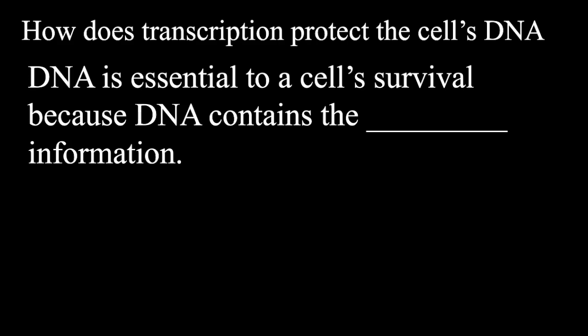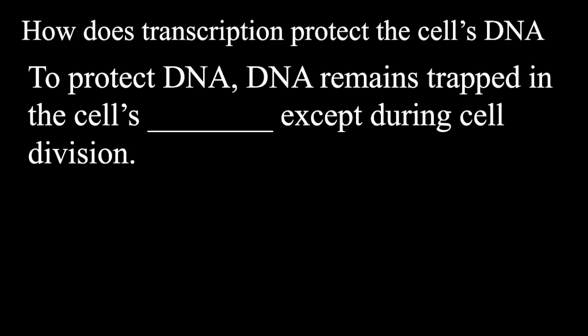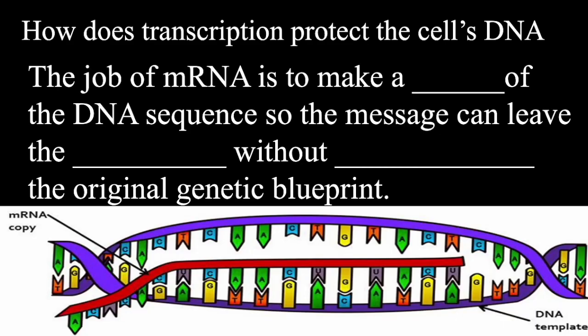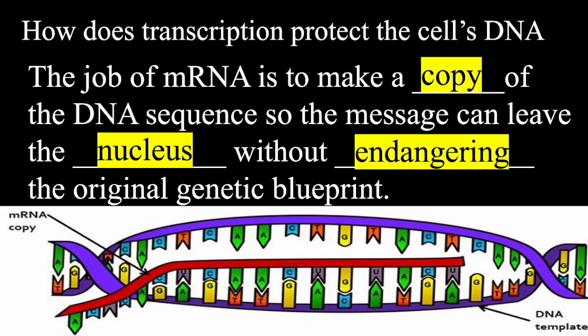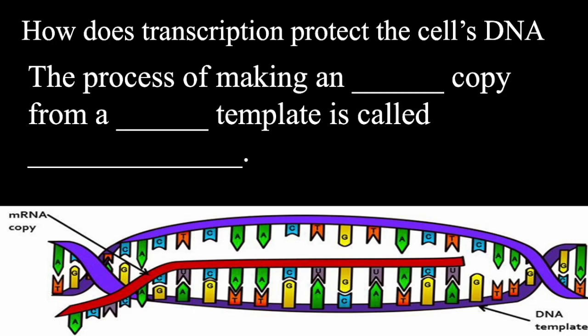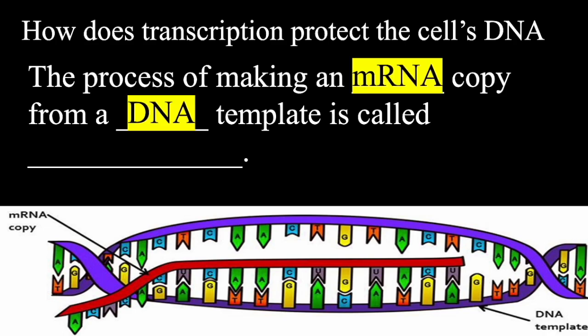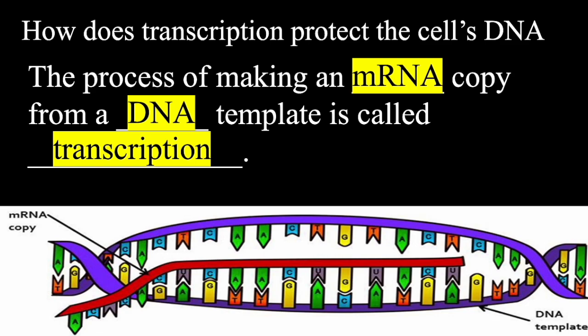DNA is essential to a cell's survival because DNA contains the genetic information. To protect DNA, DNA remains trapped inside the cell's nucleus except during cell division. The job of mRNA is to make a copy of the DNA sequence so the message could leave the nucleus without endangering the original genetic blueprint. The process of making an mRNA copy from a DNA template is called transcription.